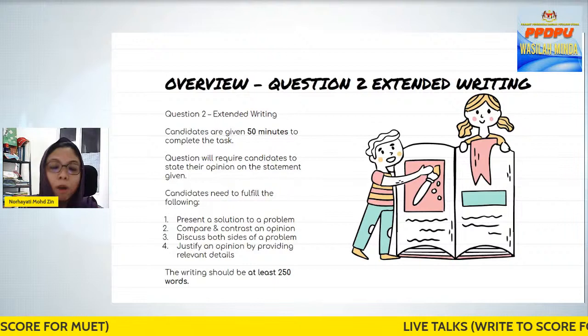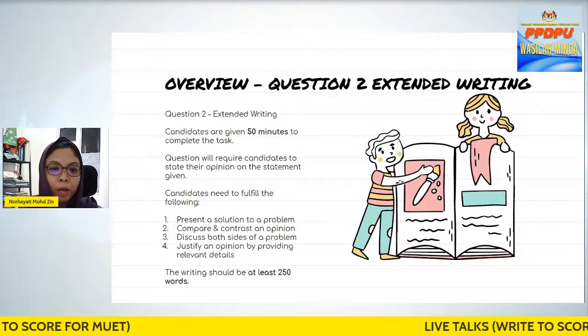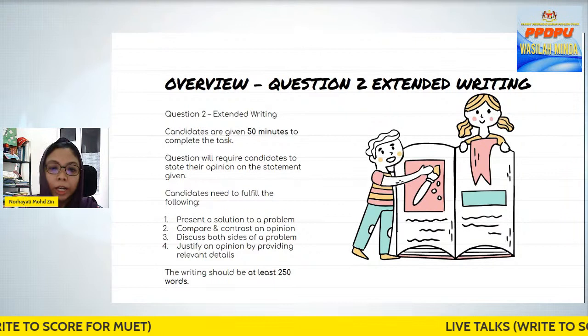Now, compared to the old format, in which students needed to write 350 words for MUET, with the new format we only want at least 250 words. Okay, at least 250 words. You need to fulfill at least 250 words within 15 minutes.